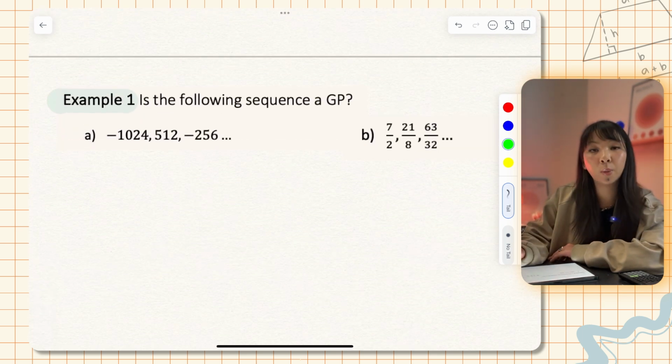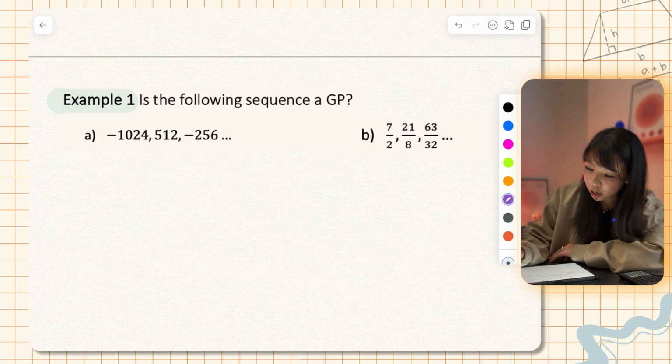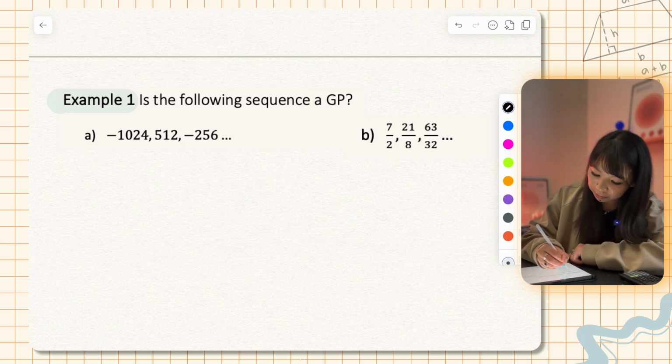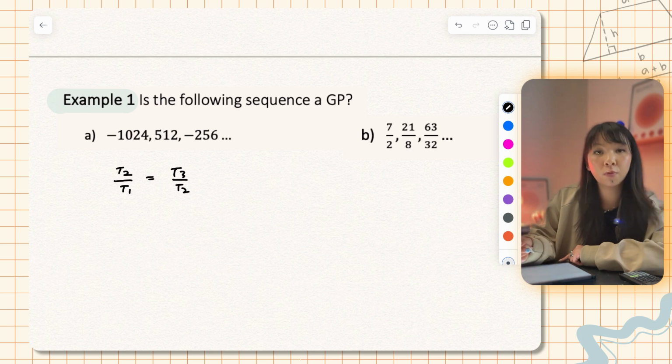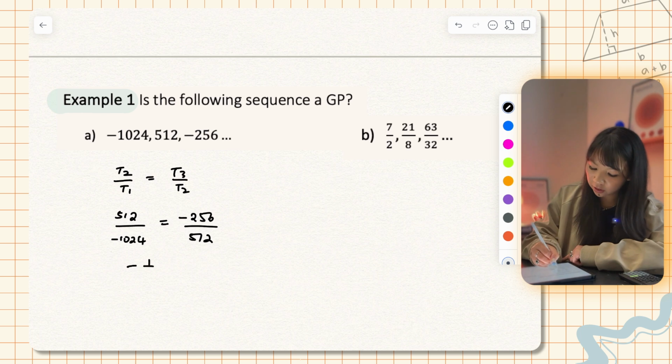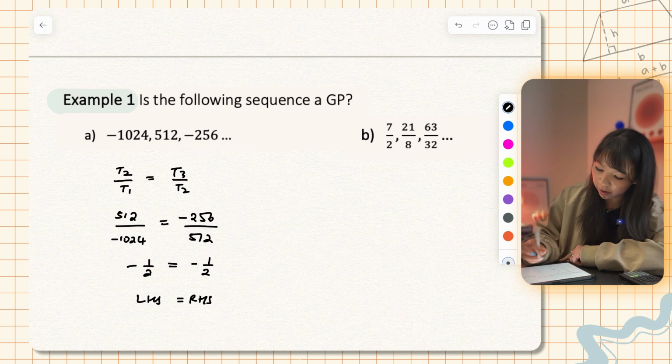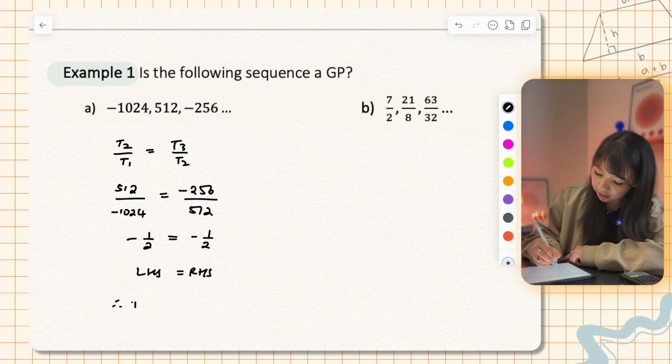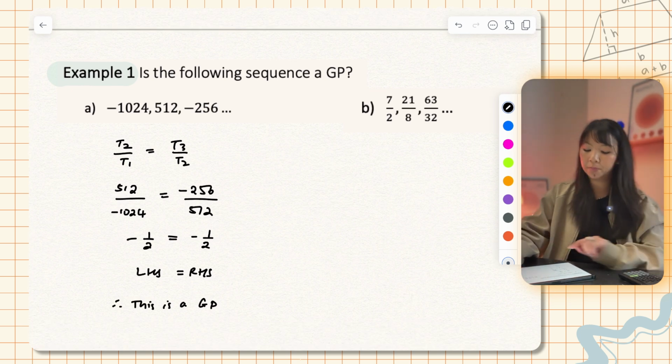Example 1: is the following sequence a geometric progression? For part A, I'm going to plug it into the T2 over T1 equals T3 over T2 formula. So T2 is 512, T1 is negative 1024, this is negative 256, and this is 512. If I put it in my calculator, that's going to give me a negative half on this side, and this will also give me a negative half. Since the left is equal to the right, we can conclude that this is indeed a geometric progression.